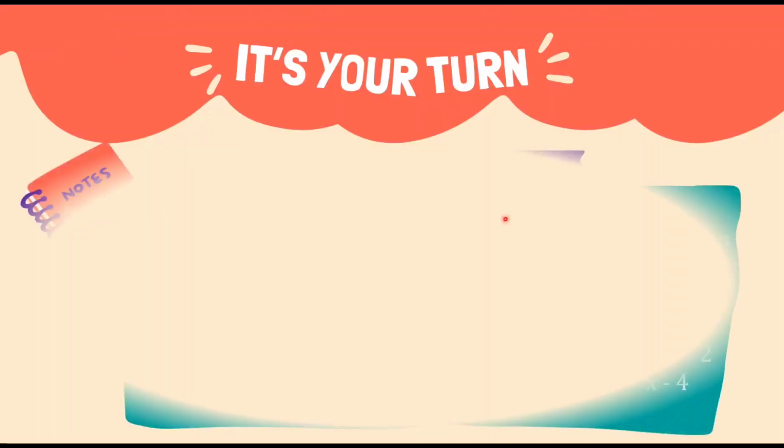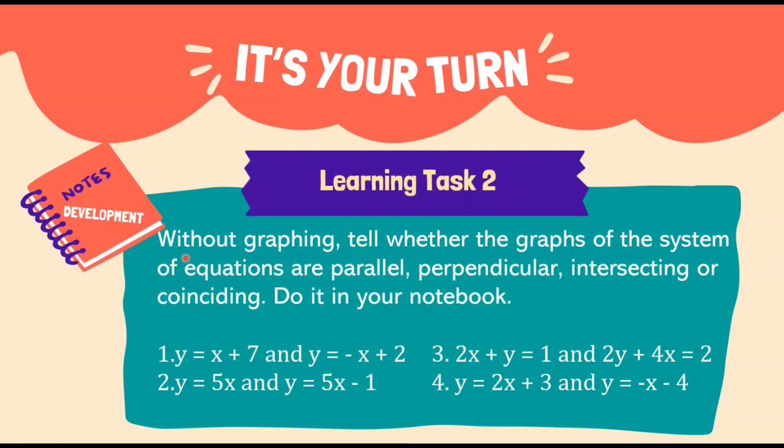Okay, so for your learning task number 2 under development part, you need to accomplish this also on your old notebook. So that will serve as an exercise. So without graphing, tell whether the graphs of the system of equations are parallel, perpendicular, intersecting, or coinciding. So meaning to say, ang gagawin nyo lang dito sa ating mga given ay kukunin ang slope at y-intercept and then from that, you need to find out the characteristics, you need to analyze, and then you need to tell whether the graphs of the system of equations are parallel, perpendicular, intersecting, or coinciding.